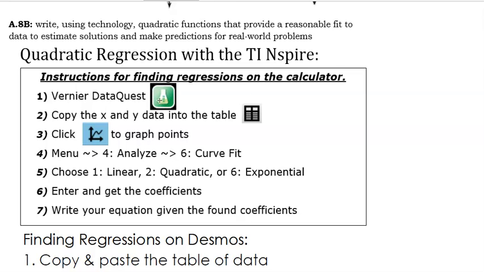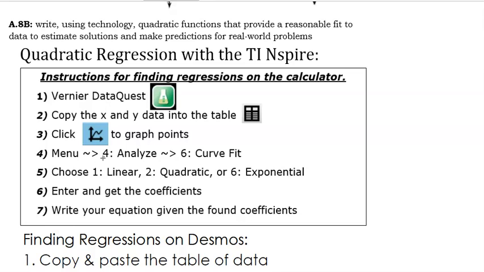First, you will click this icon for Vernier Data Quest. Copy the X and Y data that's on your paper into the table by clicking this. And then you want to click this icon to graph the points. If you don't do that, it won't let you do the menu stuff.